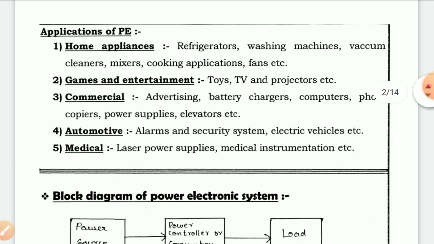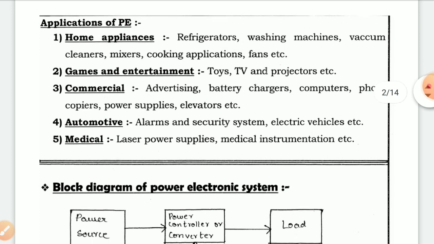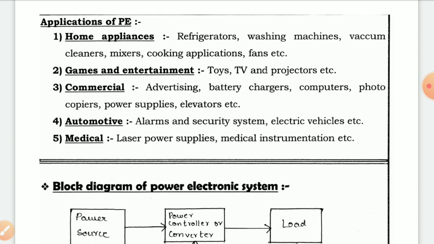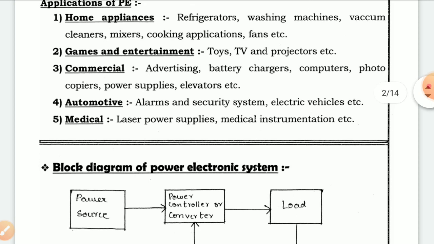Then in medical fields also we find applications of power electronics, such as laser power supplies, and medical instrumentation, it may be surgical equipment or operation theater equipment, various equipment. In the medical industry also, power electronics is used. That is about the applications of power electronics.